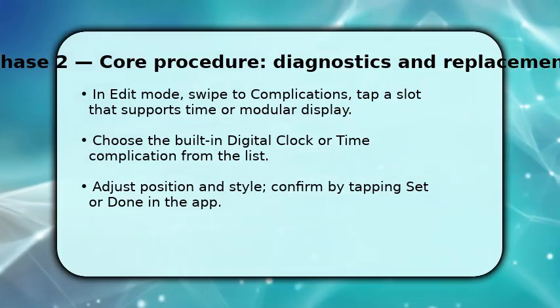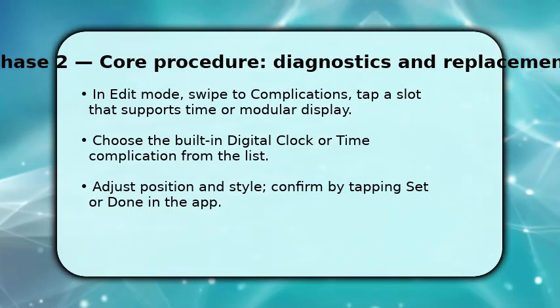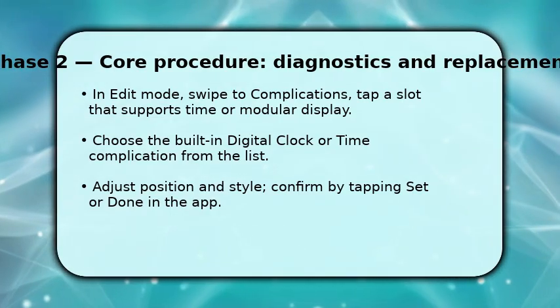Once selected, adjust size and placement so digits are legible at a glance. You're editing appearance and function together. Make sure it's enabled. Then tap Done or Set to apply before moving to the watch.